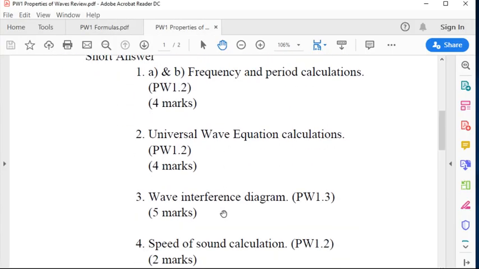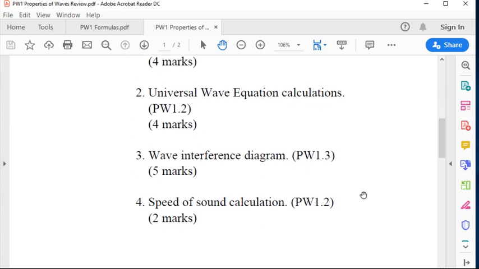Number 3, a wave interference pattern. So that involves looking at a diagram. Remember, we have a positive region and a negative region. When waves interfere, they combine. They either have constructive interference or destructive interference. So you have to draw the resulting pattern.